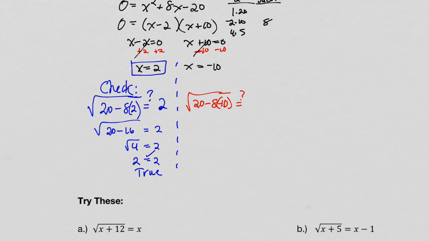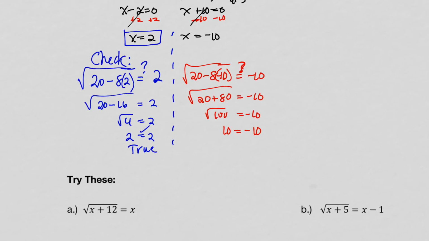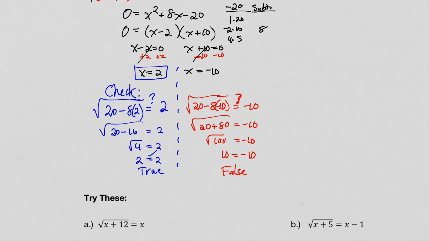we're going to see if this equals negative 10. So 20 plus 80, that's 100. And we do not get a negative 10 from that. We get a positive 10. So this is false. And if it's false, that means this is not a solution. That means our only solution would be x equals 2.